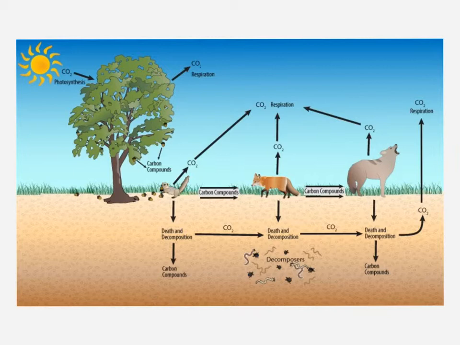Carbon also goes into the soil when animals die and decompose, or they produce waste, which is going to decompose. And so we get carbon compounds in the soil as well. And then even the soil and all of the microbes living in the soil does release some carbon dioxide back into the atmosphere, which we can see over here. So this is kind of our natural carbon cycle.